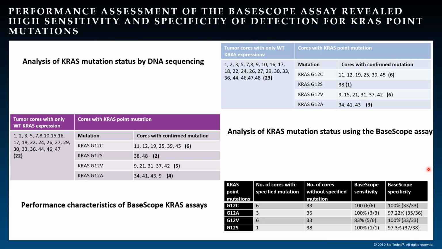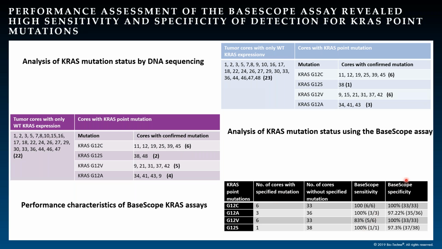So overall, we did a quantitative analysis on these samples. And what we were able to show was a comparison of our BaseScope assay data to the mutation status obtained by DNA sequencing data. And what we observed was our data was in correlation to that of the DNA sequencing data that we obtained, showing that we had a high degree of sensitivity and specificity for all these different point mutation probes.